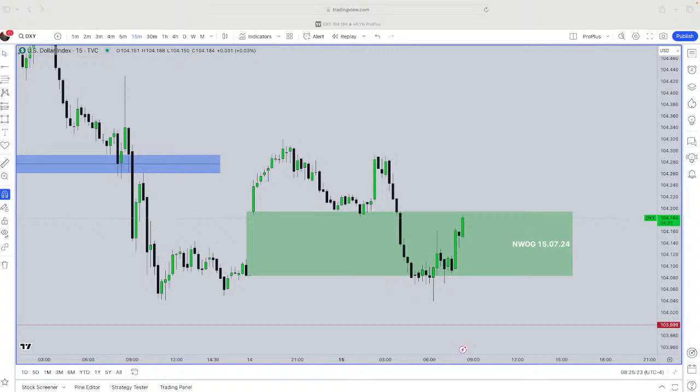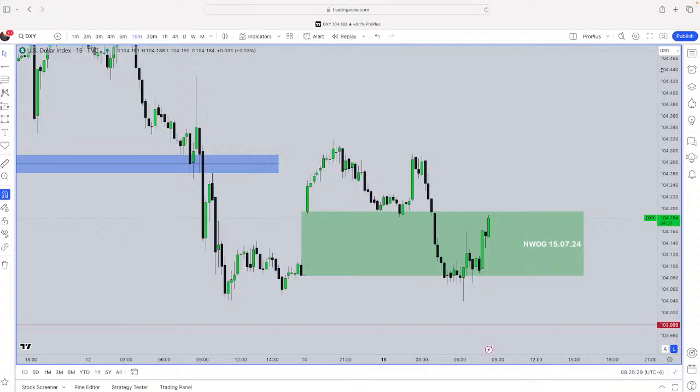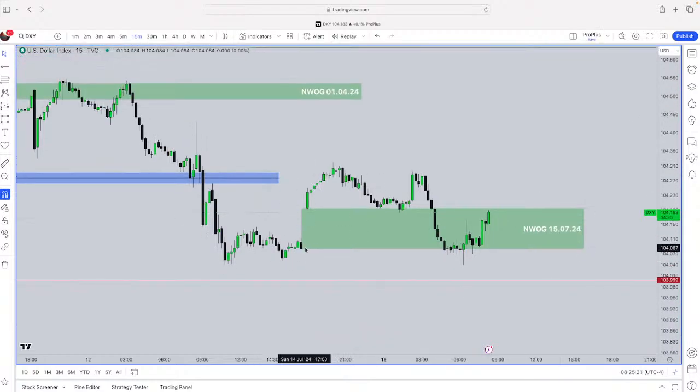Monday today, so start of the week. Just looking at dollar here, weekly opening gap. Make sure you got that marked up. That's the main thing. So first things first, weekly opening gap, mark that up.